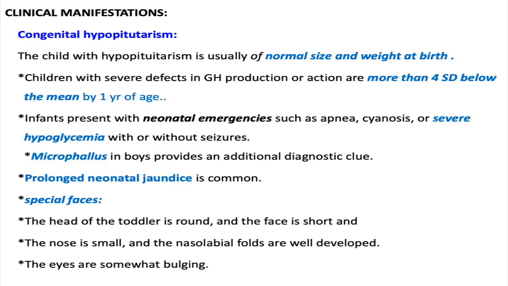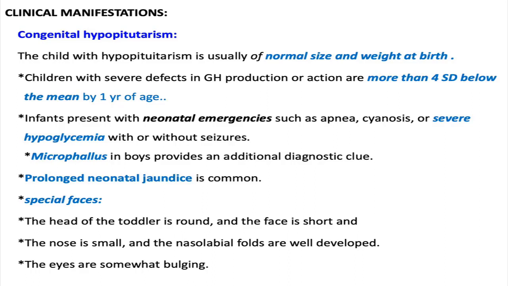Regarding the clinical manifestations, we will start with congenital hypopituitarism, in which the child is usually of normal size and weight at birth. This is very important. A patient who is small for gestational age is not regarded as having growth hormone deficiency as a cause. So he is normal size and weight at birth. With time, patients with severe defect in growth hormone production or action are more than 4 standard deviations below the mean by 1 year of age. So there is deceleration of growth during the first year of age.